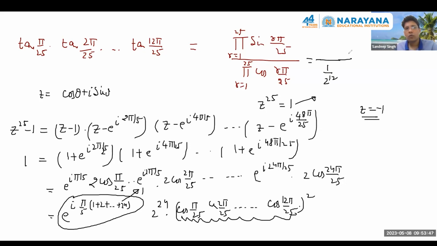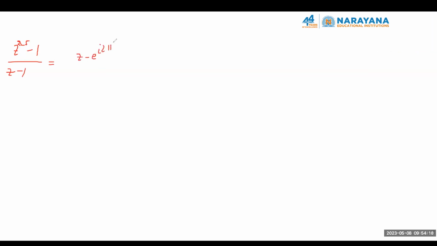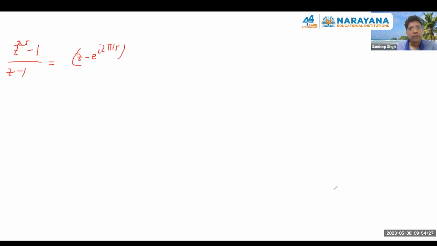Now in sine, what will you do to evaluate the sine product? Take z minus 1 to the other side, and expand it in a GP, right? So if I write in the next step, z power 25 minus 1 upon z minus 1, you can also apply limits. Yes, this is also fine. You can also apply the limit, with z approaching 1. Yes, that is also correct.